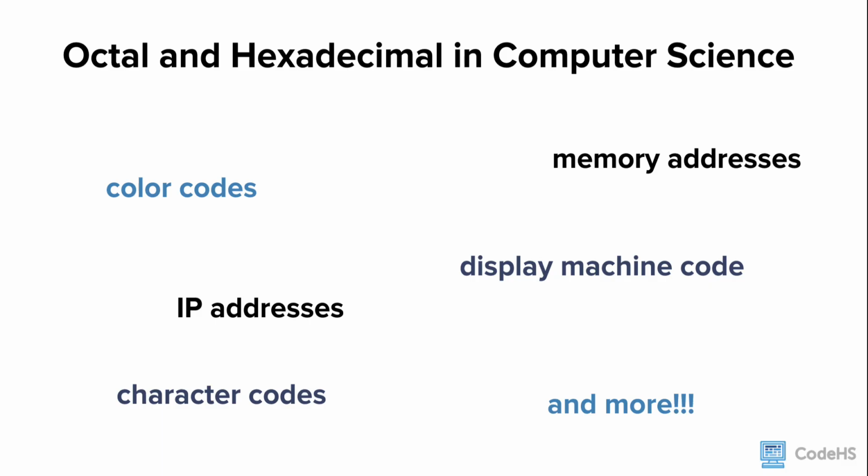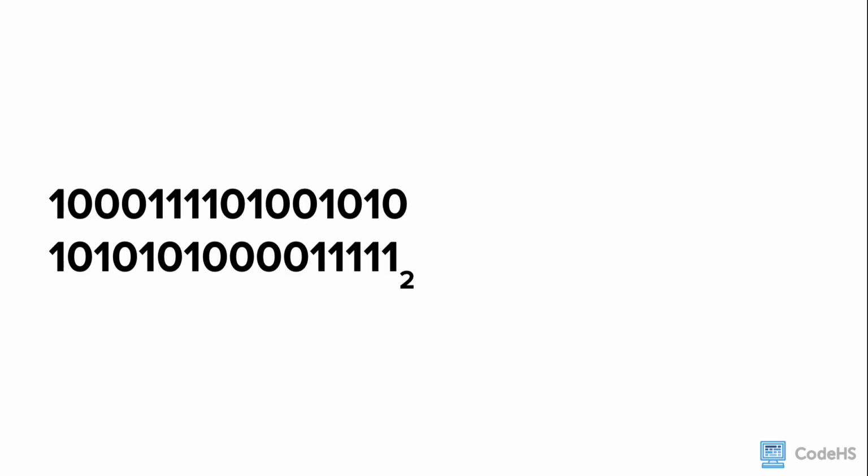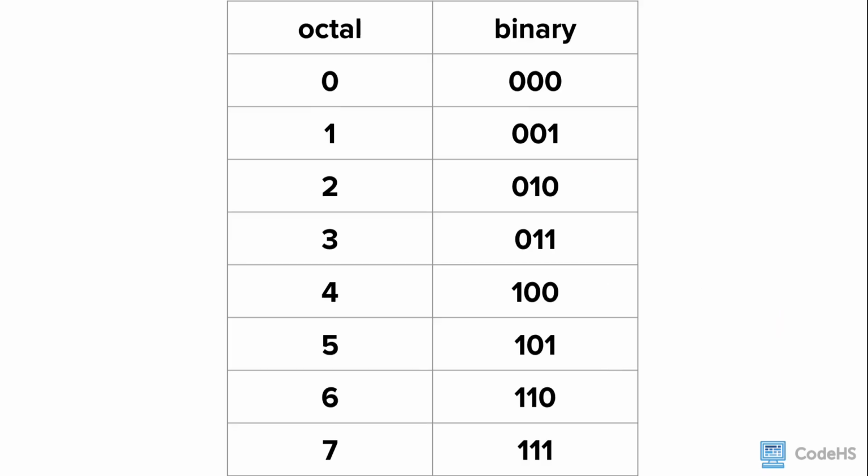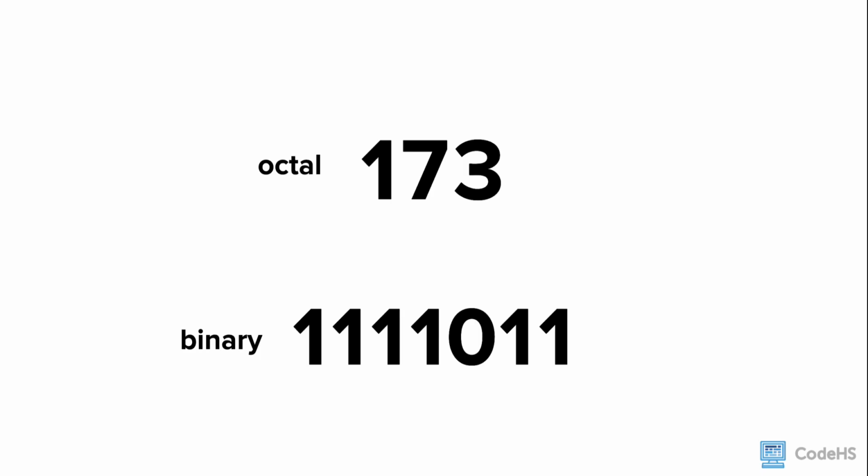Both base 8 and base 16 are commonly used to compact binary numbers. Binary is everywhere in computer science, but it can be difficult for a human programmer to parse. So octal and hexadecimal are used to compact things like color codes, memory addresses, IP addresses, and more. For example, this 32-digit binary number can be written with 11 octal digits or only 8 hexadecimal digits. Let's start with octal. All the digits in octal can be expressed with 3 binary digits, which means 3 binary digits can be condensed to 1 octal digit. This makes it simple to convert between binary and octal.